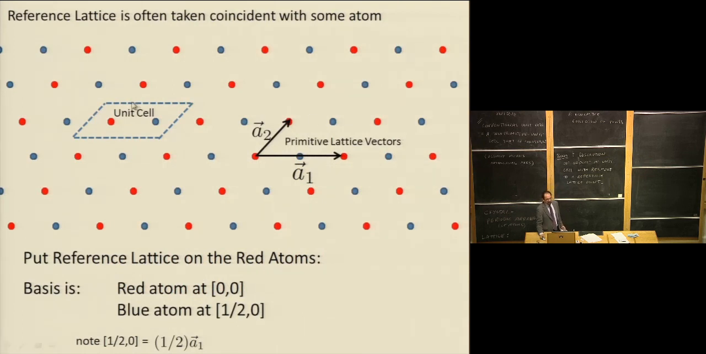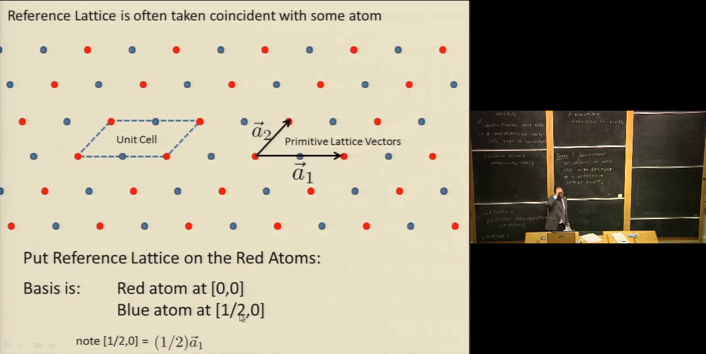So here's a crystal made up of red and blue atoms. Now, you can take a unit cell that looks like this. It contains one red atom and one blue atom. But what people do more often is they put the unit cell with corners on the red atom. Or they could have chosen blue, but in this case, we're going to choose red. Then we would say our basis is the red atom is at the 0, 0 position of the unit cell, and the blue atom is a distance 1/2 in the A1 direction from the red atom. So it's at position 1/2, 0.